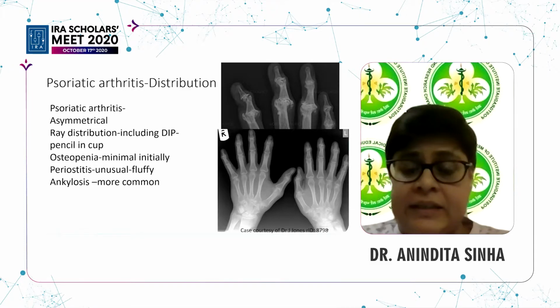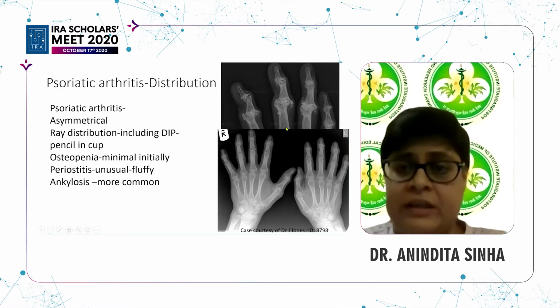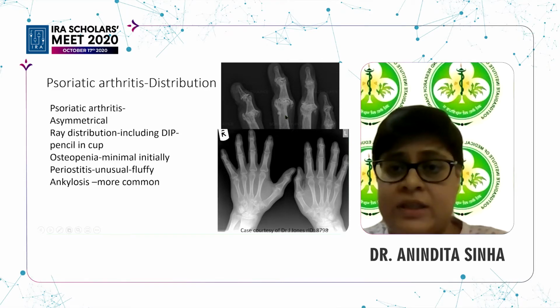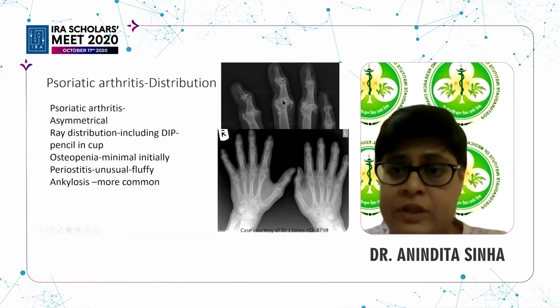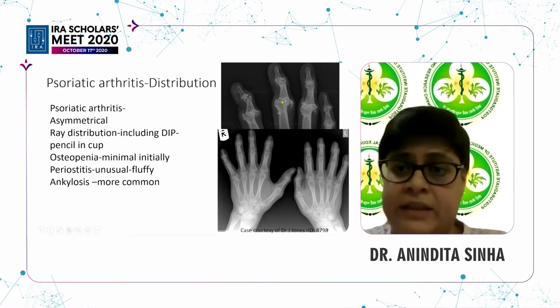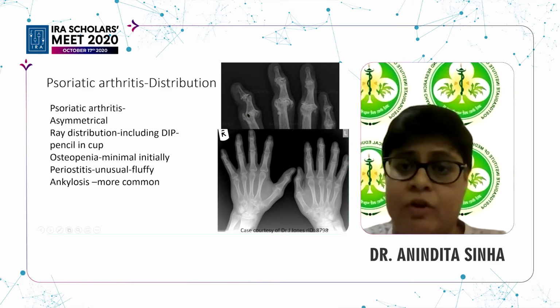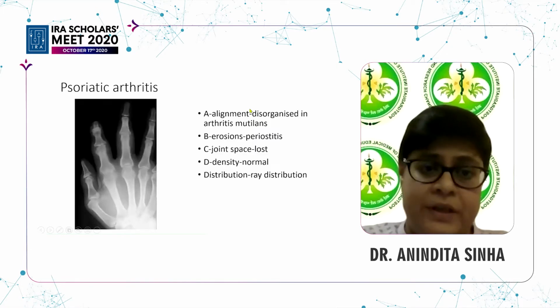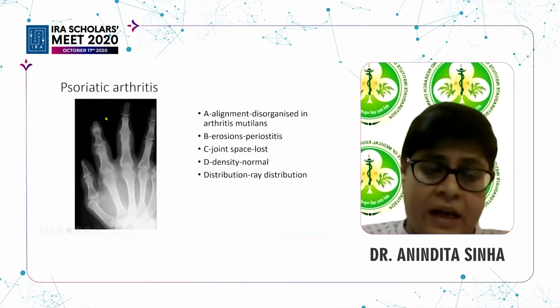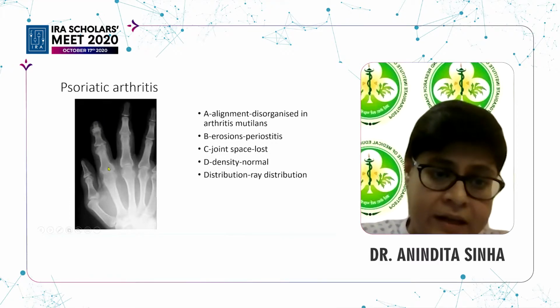In psoriatic arthritis, unlike rheumatoid arthritis, osteopenia is minimal, at least initially. Later on, due to disuse, there may be osteopenia. Periostitis is fluffy. I'll show you in the next X-ray. And ankylosis is more common. So in this X-ray, if you see, there are erosions, both marginal as well as subarticular, involving the PIP and DIP. You can have the typical penicillin cup deformities. So here, I'm showing you this typical ray distribution.